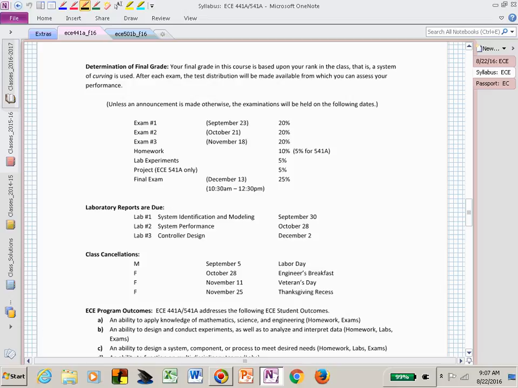And there are a lot of class cancellations, and so we'll make up for those via the labs. Those are on your own time, and you'll need to schedule those, and those will be team-based labs, and more of that will be forthcoming as we get closer. But you can see that the first one is on system identification and modeling. The second one is on system performance, and the other one is on designing controllers. And that's our 3 labs.